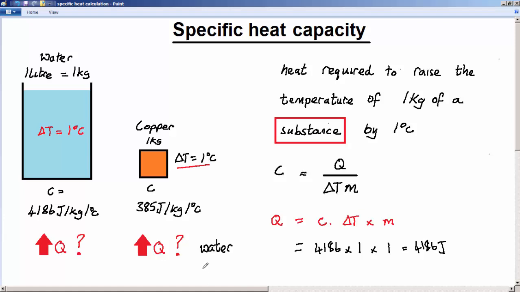Whereas the case of the copper, that's going to be 385, the specific heat capacity for copper, 385 multiplied by 1 multiplied by 1, which is equal to 385 joules. So clearly, it is much easier to raise the temperature of copper than water. That's to say, to raise the temperature of 1 kilogram of water by 1 degree Celsius requires over 10 times more heat than to raise the temperature of 1 kilogram of copper by 1 degree Celsius.